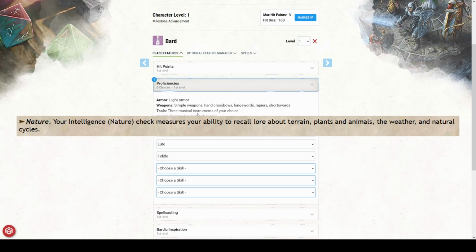Nature. This is important. You need nature if you want to analyze plants for poisons. This is your knowledge of the natural world, not your knowledge of what the natural world is currently doing or going to be doing, so you can tell what's poison ivy and what's just a leaf.